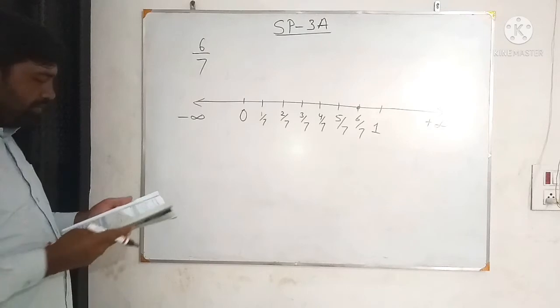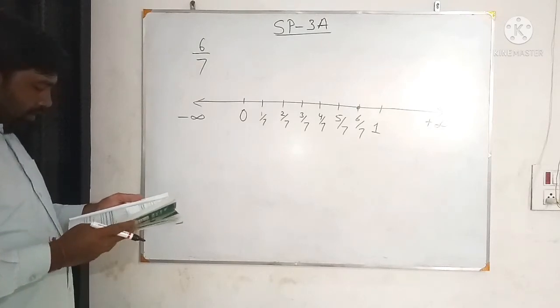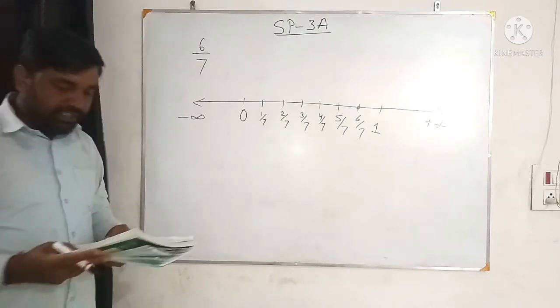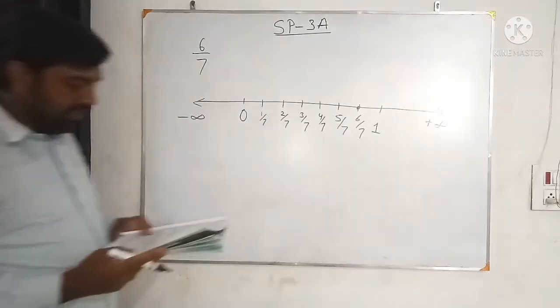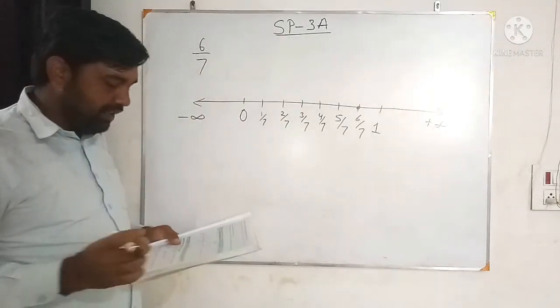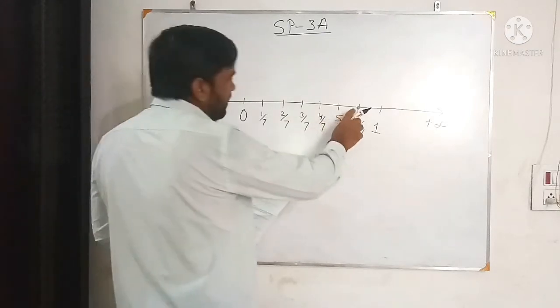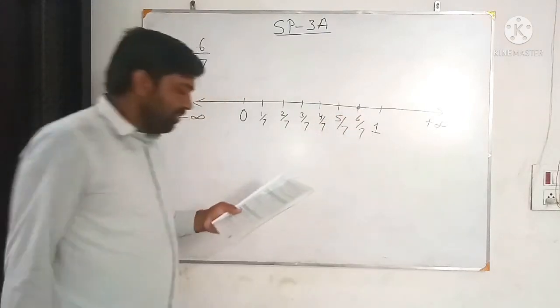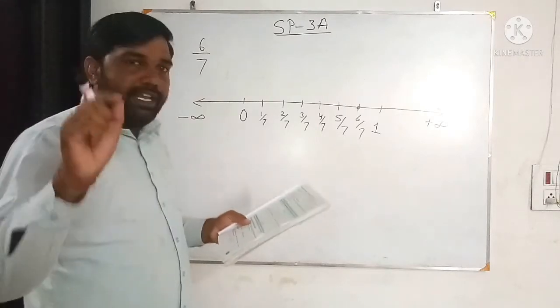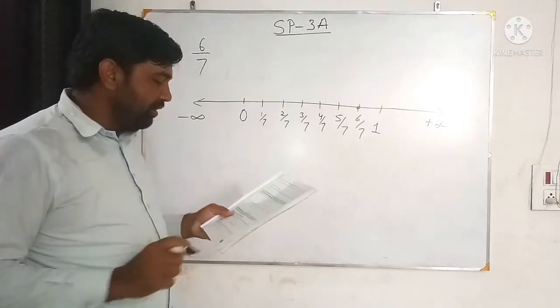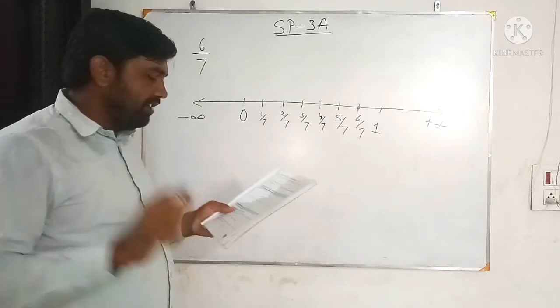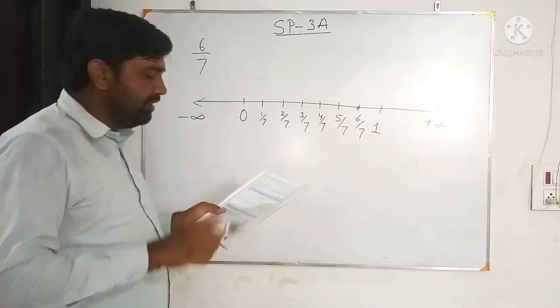Like this, we have to do. So what is a rational number line? A rational number line is one whose points are associated with rational numbers. This point is associated with the rational number 6 by 7. Each point on this line is associated with a rational number and each number is associated with a point on the line.